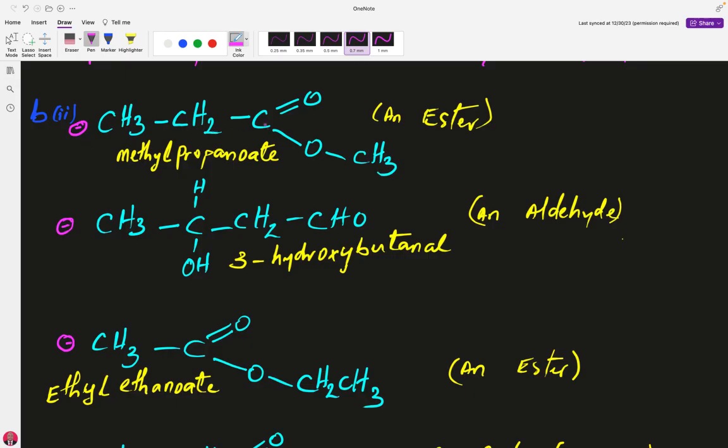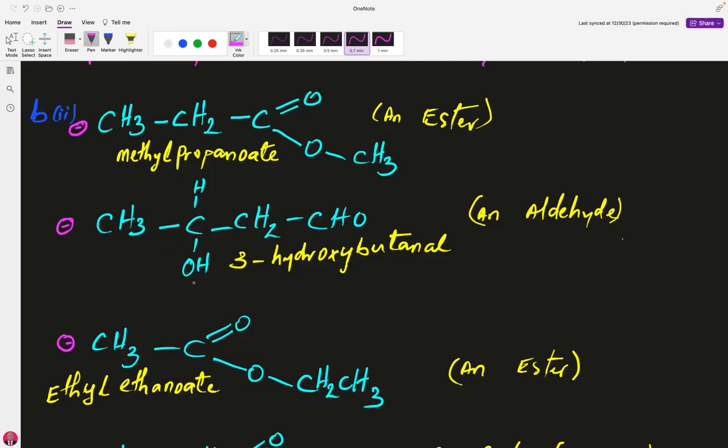1, 2, 3. If it's 2 carbon atoms, we say ethanoate. If it's 1 carbon atom, we say methanoate for esters. If there are 3 carbon atoms, we say propanoate. 4 carbon atoms, we say butanoate. 5 carbon atoms, we say pentanoate. So in that order. Here the chain starts with a methyl group, and there are 3 carbon atoms here, 1, 2, 3. So we say methyl propanoate is our first structure, and this is an ester.